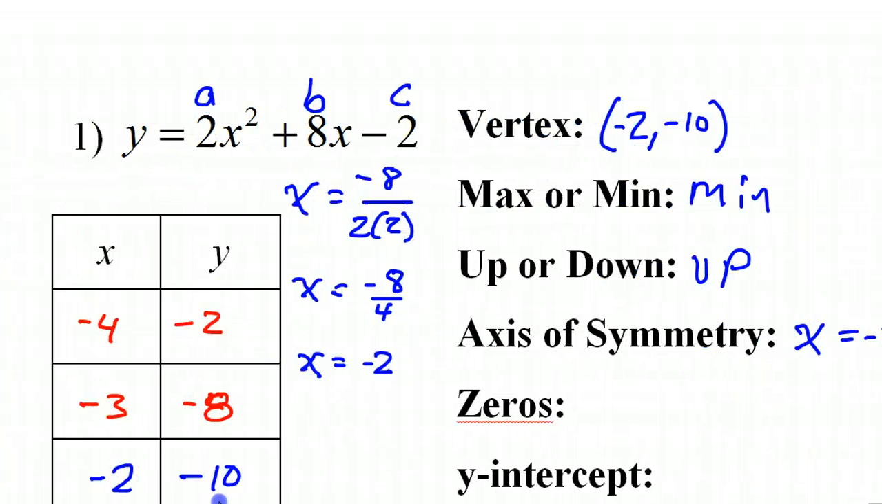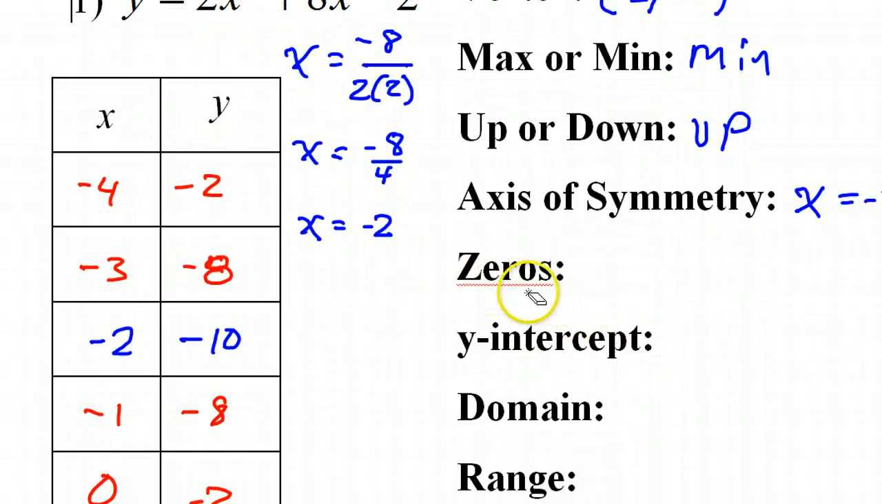Okay, and by the way, you can tell by looking at an equation ahead of time if the parabola is going to open up or down by looking at the a value. If the a value is positive, then it's going to be up. If this had been a negative, then the parabola would open down.